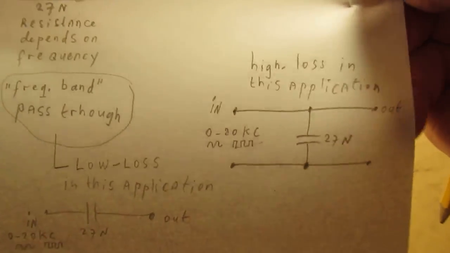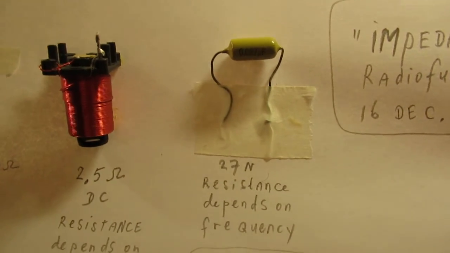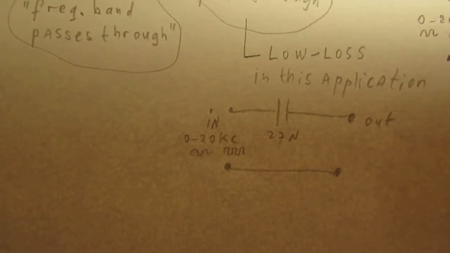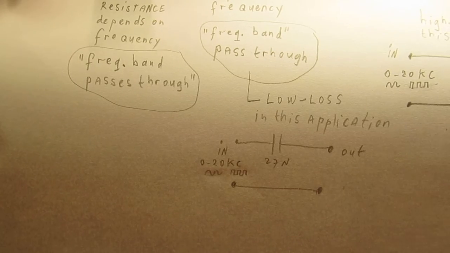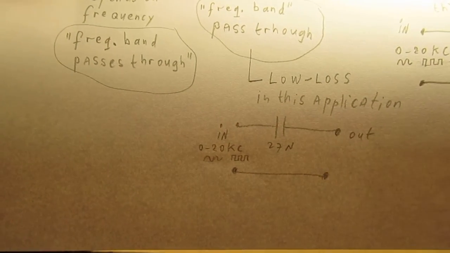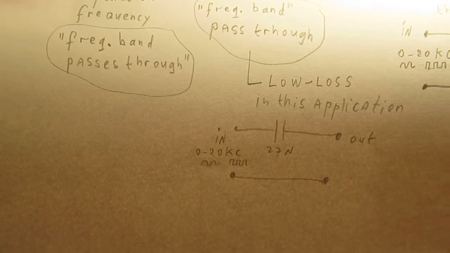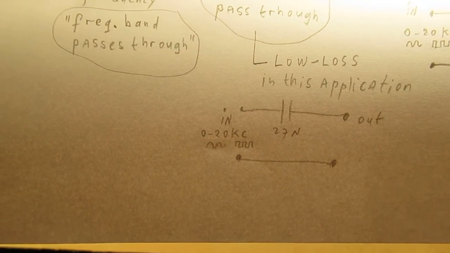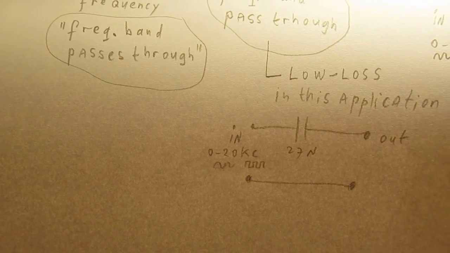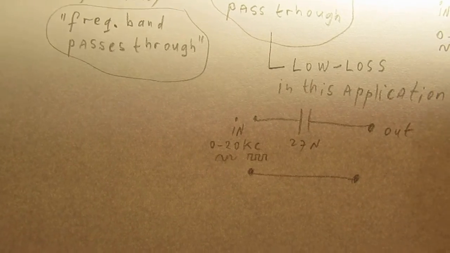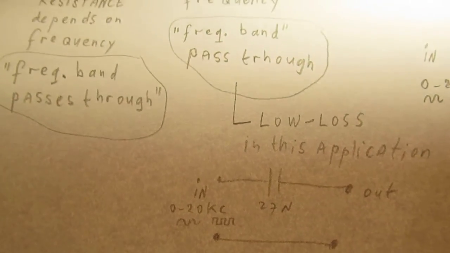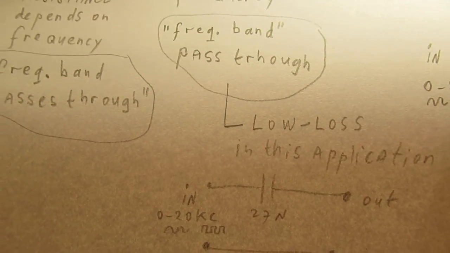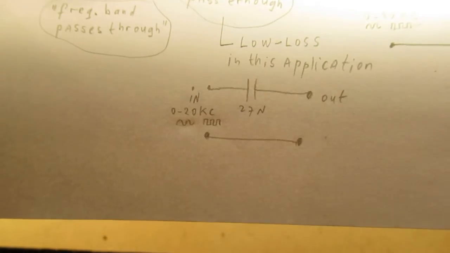For instance, here a capacitor of say 27 nanofarad connected to this circuit with a certain input and a certain output, and such a capacitor in series with the line lead, and the line lead is responsible for transporting all the frequencies between say 0 Hz and 20 kHz. And when you mount such a capacitor in that line lead, it will act as a low loss filter.